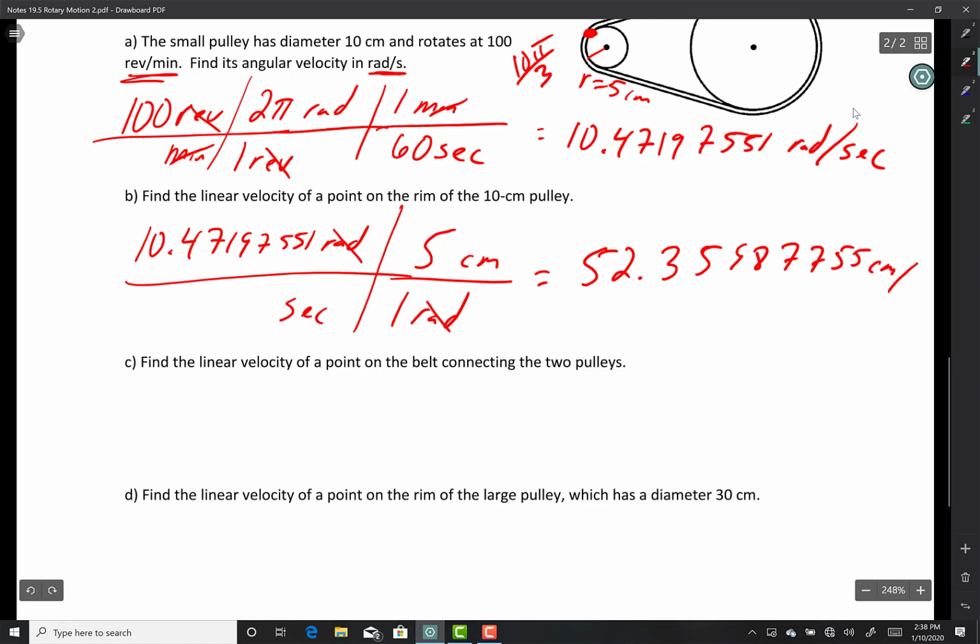52.35987755 centimeters per second. Put units on everything, please. Are we still okay, guys? Tipped? Are we still okay?